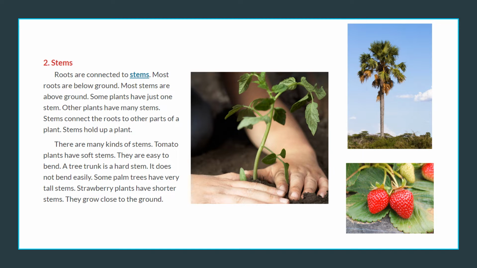There are many kinds of stems. Tomato plants have soft stems. They're easy to bend. A tree trunk is a hard stem. It does not bend easily. Some palm trees have very tall stems. Strawberry plants have shorter stems. They grow close to the ground.